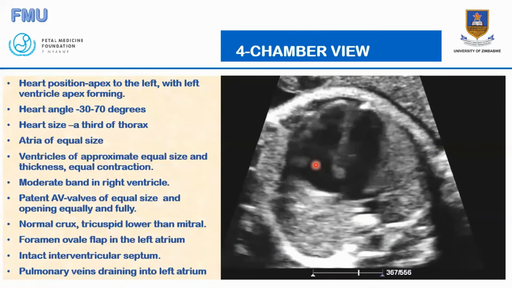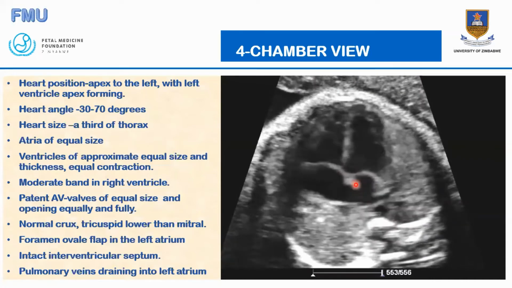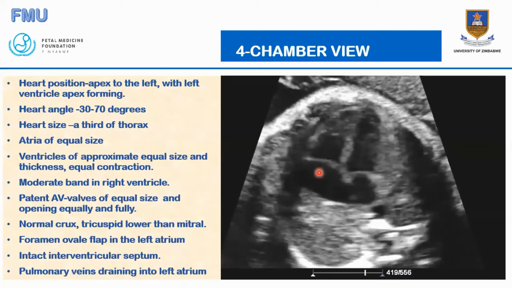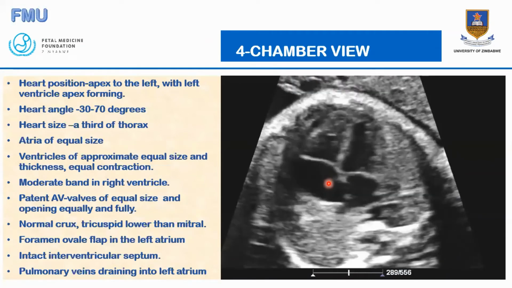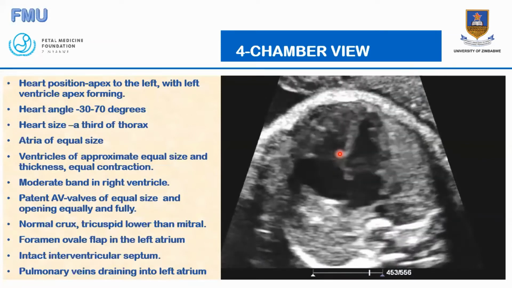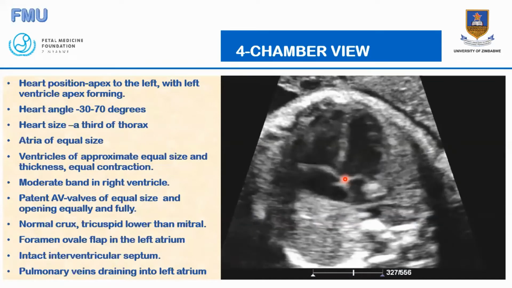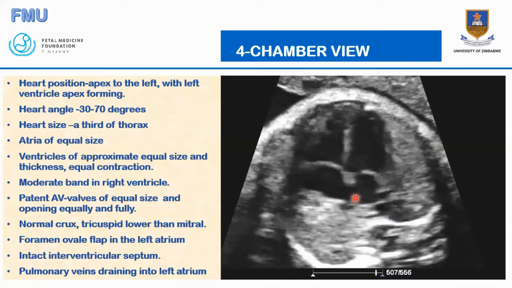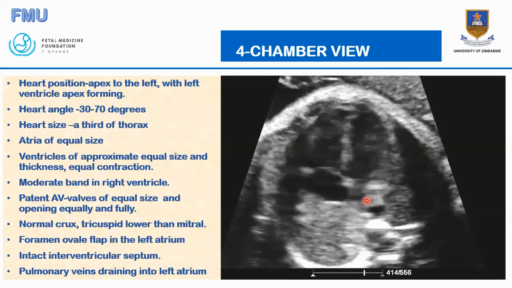Then we should see that the AV valves, the crux, is forming an X, not forming a T sign. It should not form a T sign. If it forms a T sign, then we need to suspect an AVSD. And the septal leaflet of the tricuspid valve should be inserted at a lower level compared to that of the mitral valve here. Right. And the pulmonary veins should be seen to be draining into the left atrium. These are the pulmonary veins there, the ones we see.